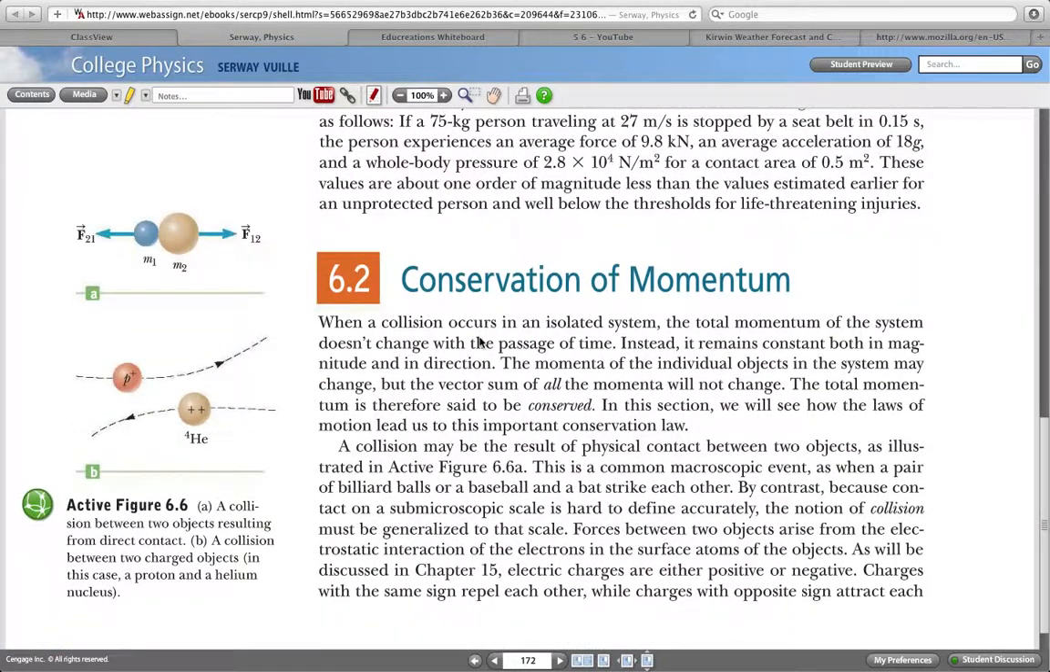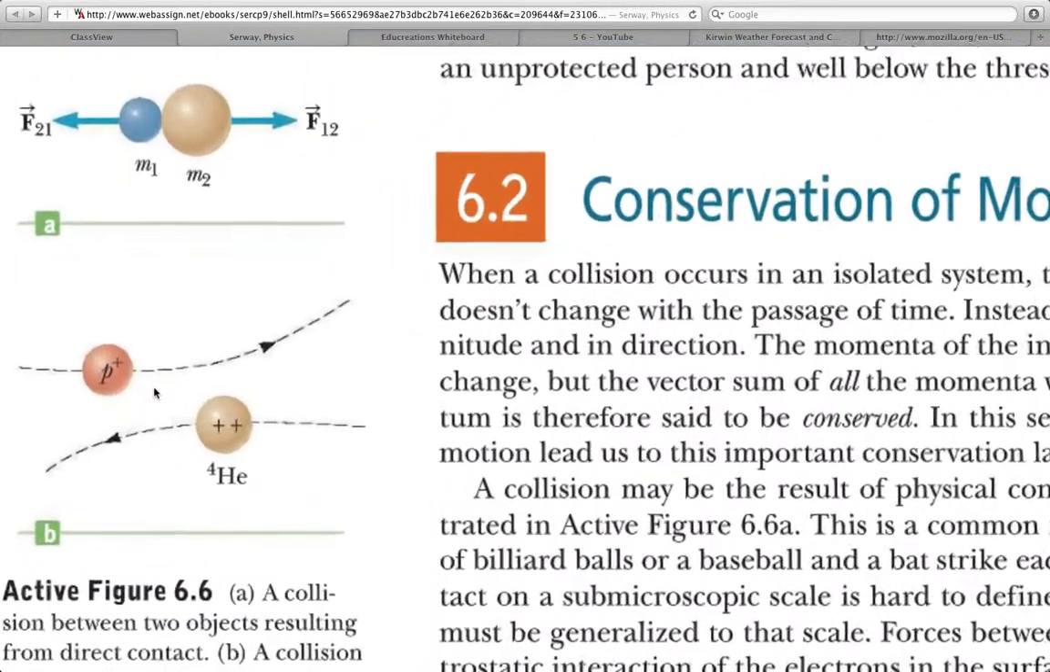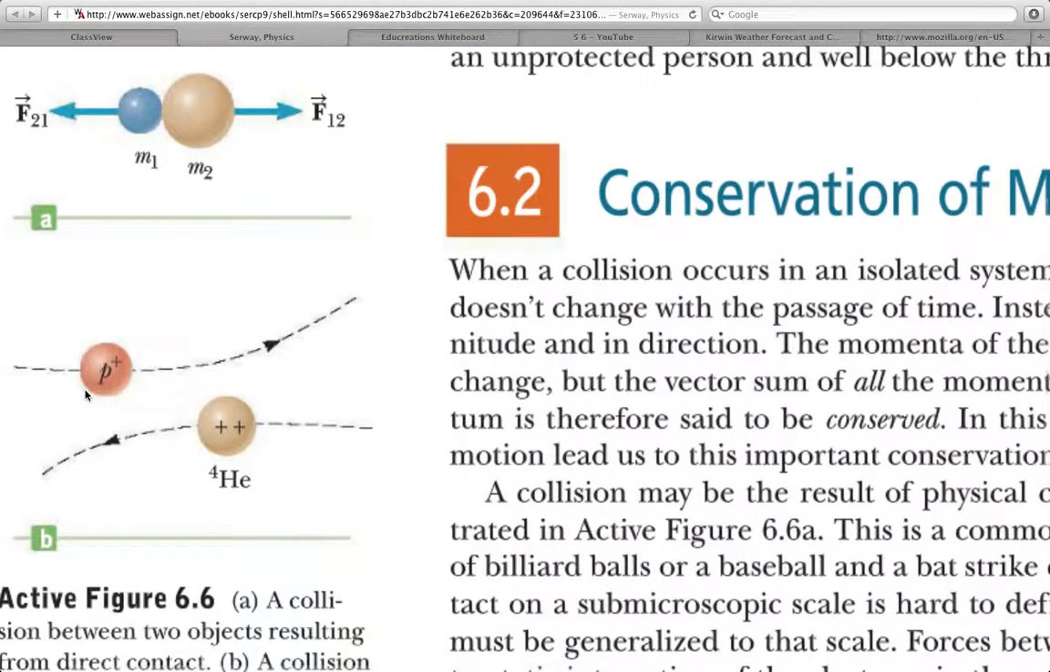You can also have conservation of momentum without a collision, but with just an interaction. In this case, we have a proton, this P positive here, and we have a helium ion, which is essentially two protons stuck together with a couple of neutrons holding them together. You get this proton and this alpha particle, this helium ion, and they pass close to each other and they repel each other.